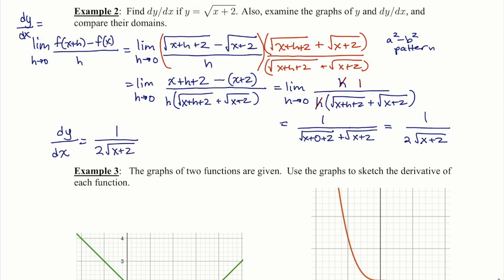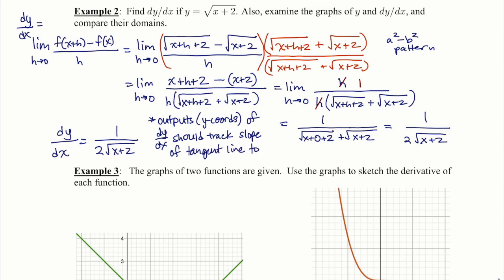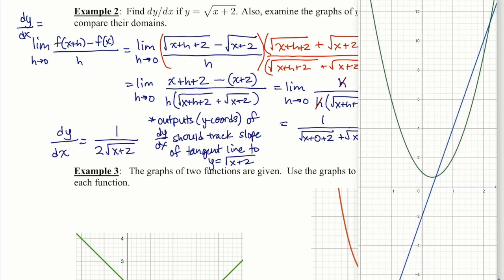Right? And so again, let's look at the graphs, and what we want to remember is the outputs, or the y-coordinates, of the derivative should track the slope of the tangent line to y equals square root of x plus 2. So grab your graphing calculator if you have one handy, and let's take a look at these two.